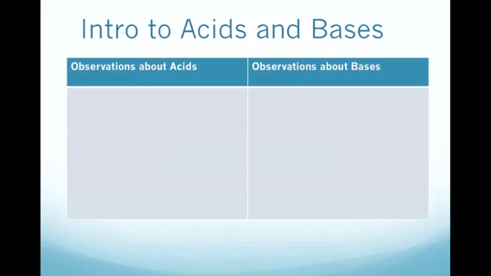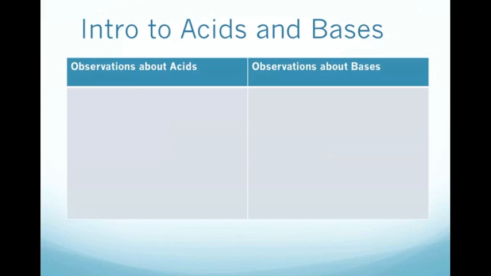We're going to use this starting point to decide how chemists and scientists originally defined acids and bases. What they did is exactly what you just did. They said, all these things are kind of similar. What's going on with them? I'm going to categorize them. I'm going to put them all in together.